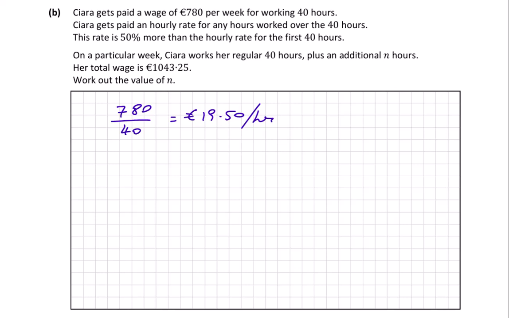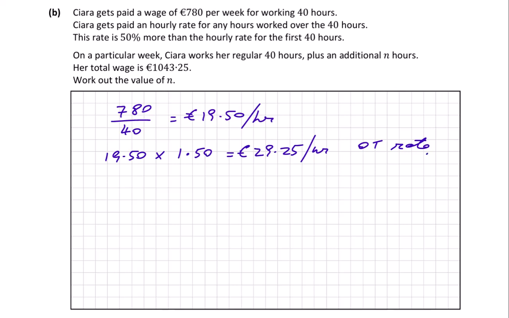Now to work out the overtime rate, if she works anything over 40 hours, take the 19.50 and you've got to increase that by 50%. So multiplying it by 1 will leave it as it is. Multiplying it by an extra 0.5 will give you the extra rate. That is 29.25 euros per hour. This is the overtime rate.